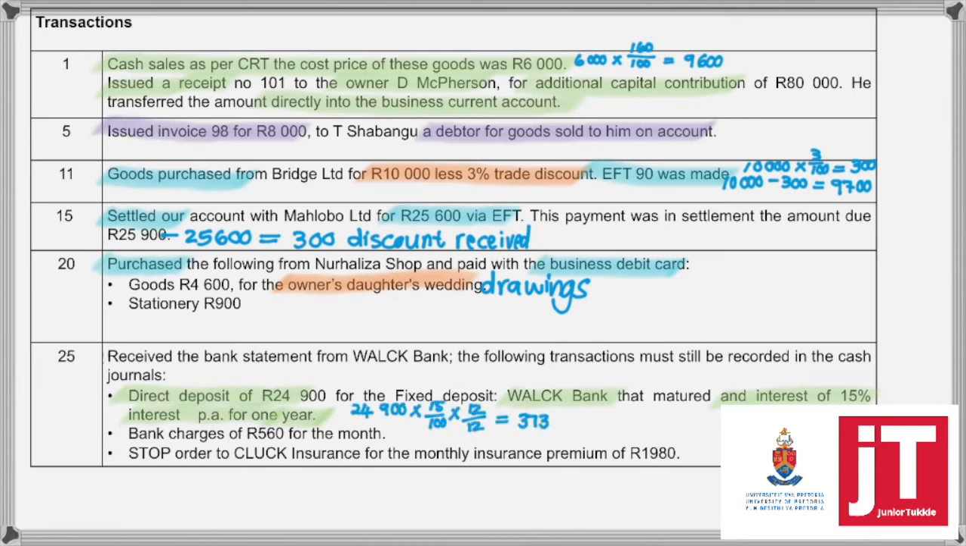So 24,900 times 15 over 100 times 12 over 12 gives us 3,735 Rand. They didn't say that the 24,900 Rand included the interest. It said we received that and interest, so plus interest. So I must still calculate the interest. Then bank charges, that's CPJ, and a stop order means that we paid Clark Insurance, so that will be CPJ as well.